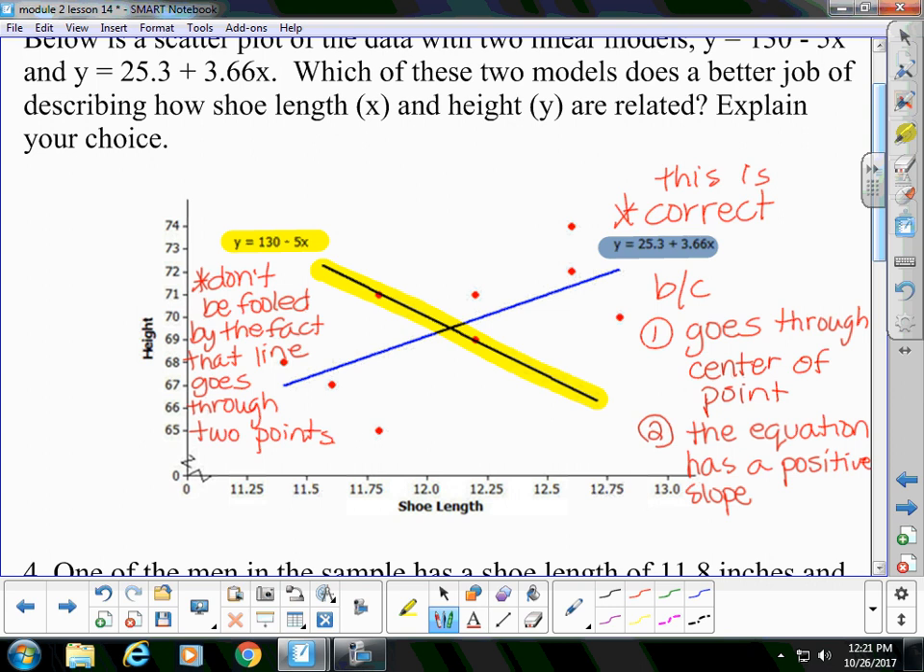Remember, where you find the slope is with the x. So in this case, the slope is 3.66, which in this case, the slope is -5. That's a negative slope. But those points are definitely going in a positive direction, so we want the positive slope. Okay, so again, don't be fooled by the line going through 2 points. They did that on purpose so that you would pick that one.